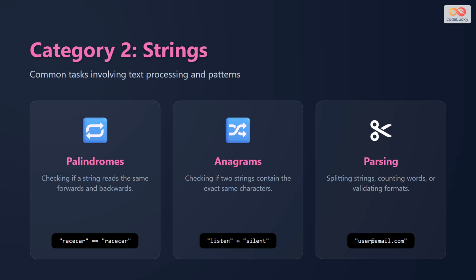Next up is string manipulation. Strings are everywhere in programming. You will frequently encounter tasks like checking for palindromes, which are words that read the same backwards, or determining if two words are anagrams. Parsing data, like extracting a username from an email address, is another practical skill tested here. Mastery of string indexing is key.